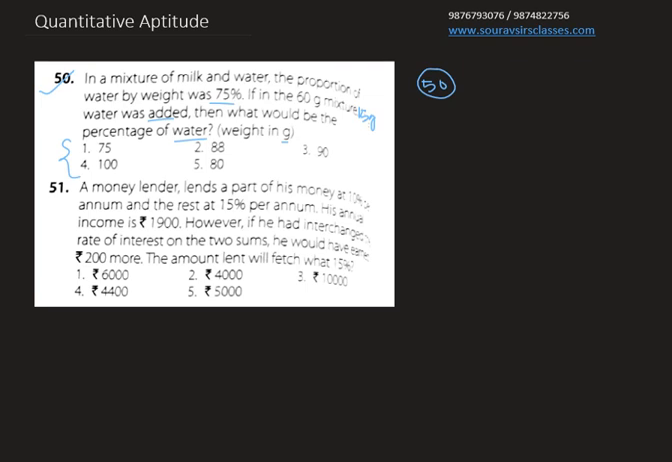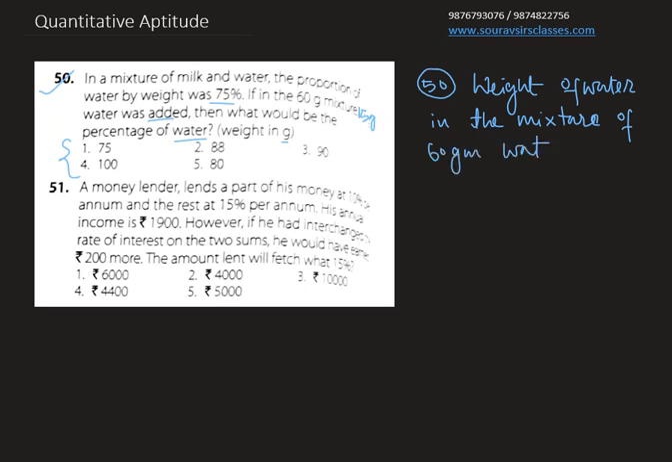Now, the weight of water in the mixture of 60 grams is equal to 60 into 75 divided by 100, which is equal to 45 grams.